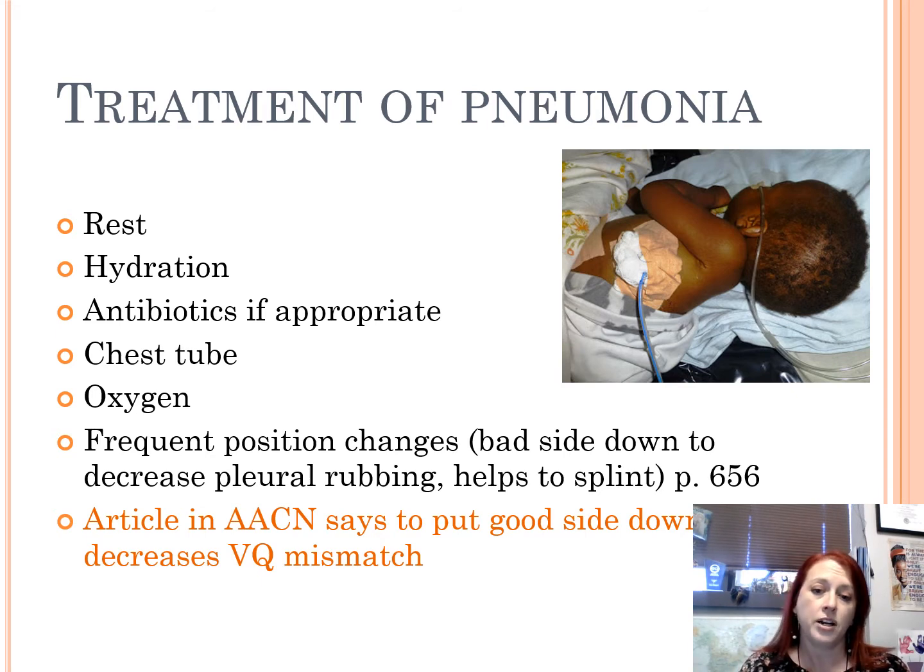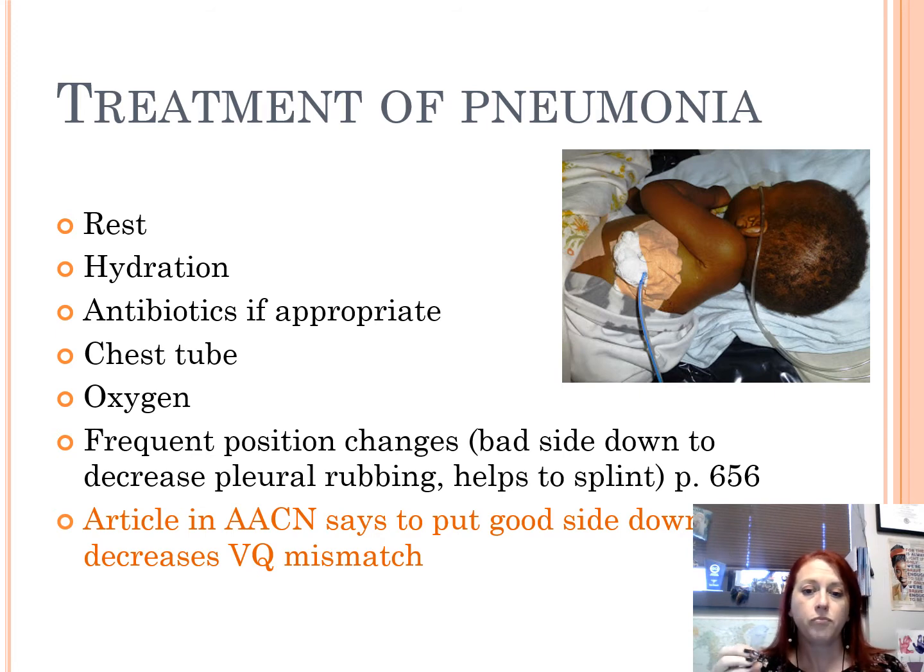And then the other thing that I've got here is positioning on this one. So the old concept for positioning was good side down. It helps splint. It helped decrease pain on that side where the pneumonia is. Now, the new recommendations, the American Academy of Critical Care Nursing says, good side down, bad lung up. And this helps prevent VQ mismatch. Basically, this is helping us aerate that bad lung so that we can get that oxygen in there, get things moving around, and we can prevent that VQ mismatch.